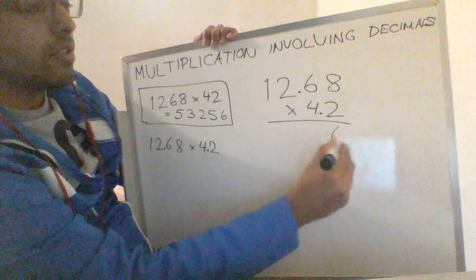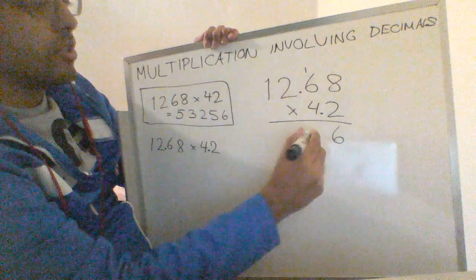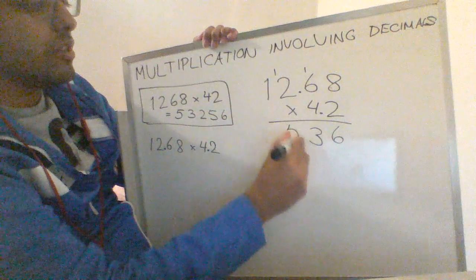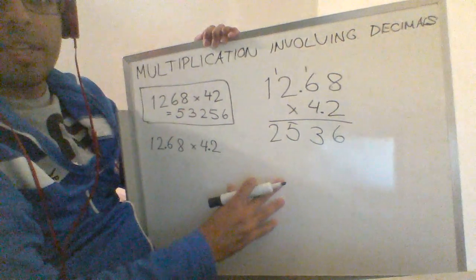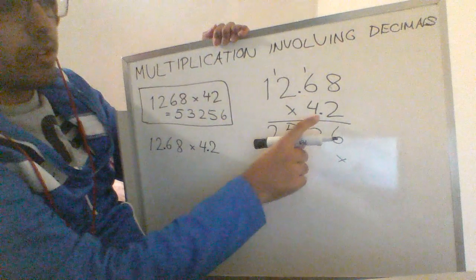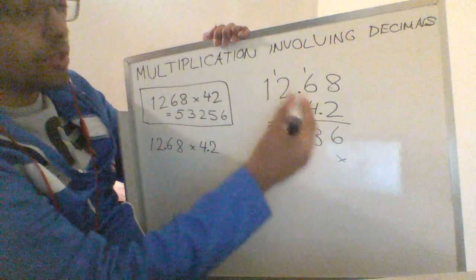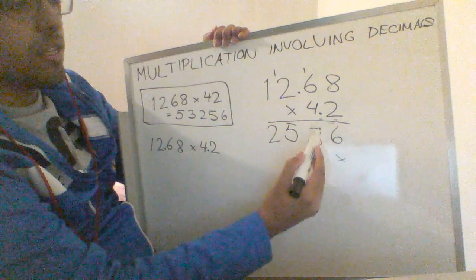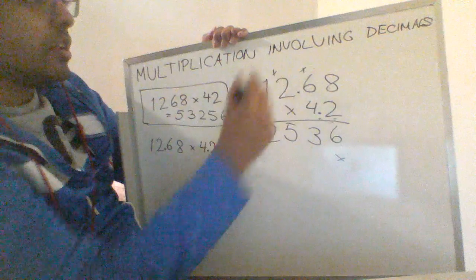2 times 8 is 16. Carry the 1, 2 times 6 is 12, plus 1 is 13, carry the 1, 2 times 2 is 4, plus 1 is 5, and 2 times 1 is 2. So far this is the same first line as what we had before. We put our placeholder. We don't care that there's a point here. We just put our placeholder because we're moving over from the 10ths place here to the 1's place there, right? And so now we do the same thing with the 4. We can cross those out.